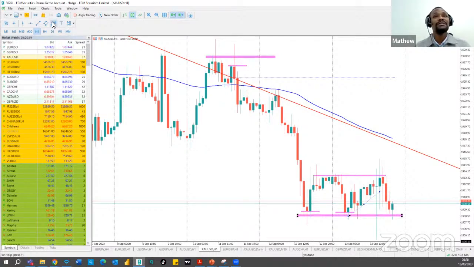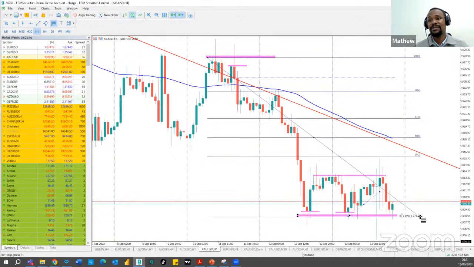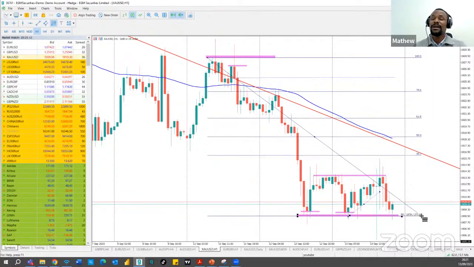Let's draw the Fibonacci from the top to the bottom, because if it's a downtrend, you want to start your Fibonacci from the top to the bottom. So I will draw from the top there all the way down to that level. And there's another question which might arise. Should you use the wicks? Should you use the close of the candle? I think it's much better to use the close of the candles.